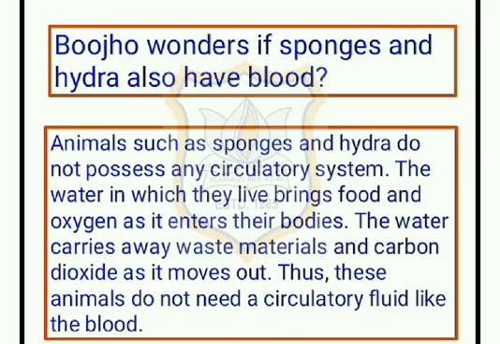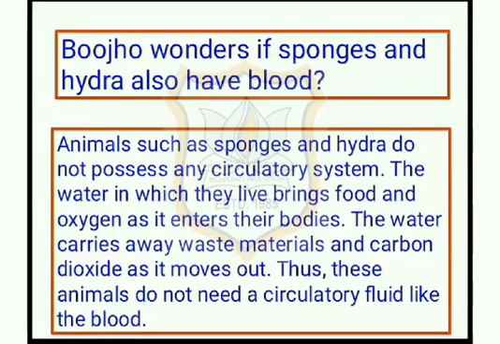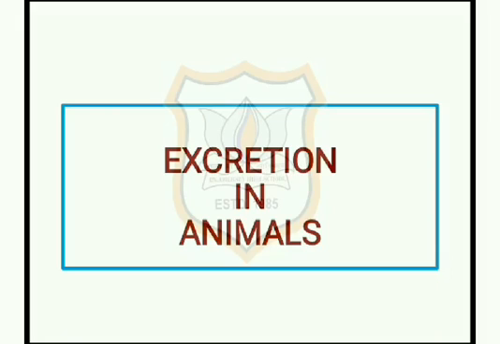The water in which they live brings food and oxygen as it enters their bodies. The water carries away waste materials and carbon dioxide as it moves out. Thus, these animals do not need a circulatory fluid like the blood. So, students, such animals are of lower class and all the functions of the circulatory system or blood are performed by water circulation. Let us now learn about the removal of waste other than carbon dioxide.